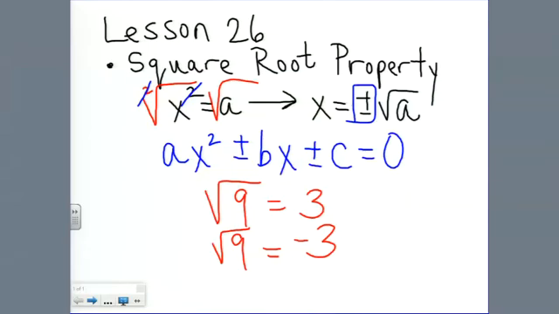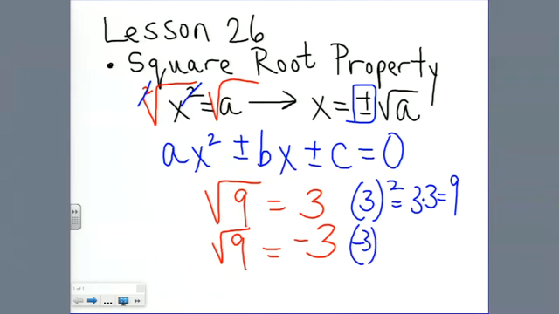And let me show you why we get two answers. If you square 3, that's equal to 3 times 3, or just 9. And if you square negative 3, well, that's negative 3 times negative 3, which is also a positive 9. So with the square root, whatever the highest exponent is, that tells you how many answers you should end up with.